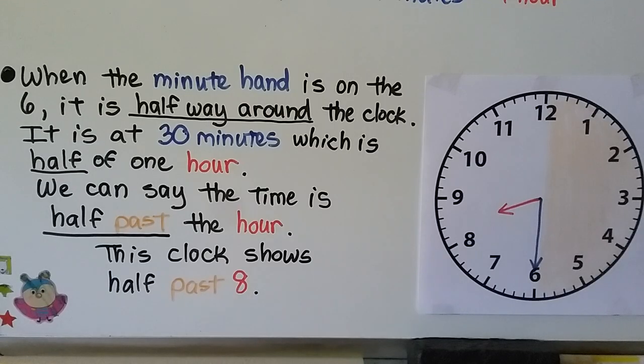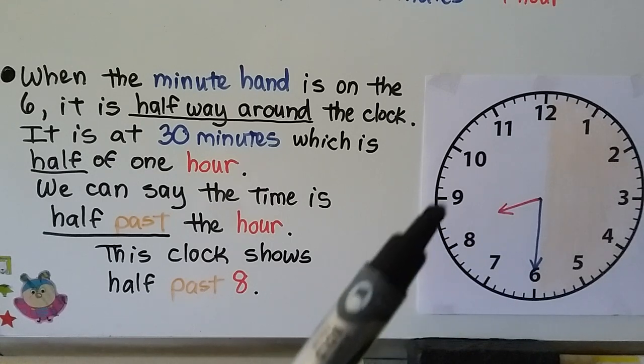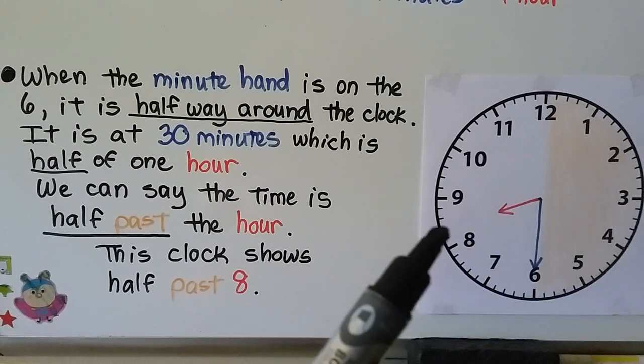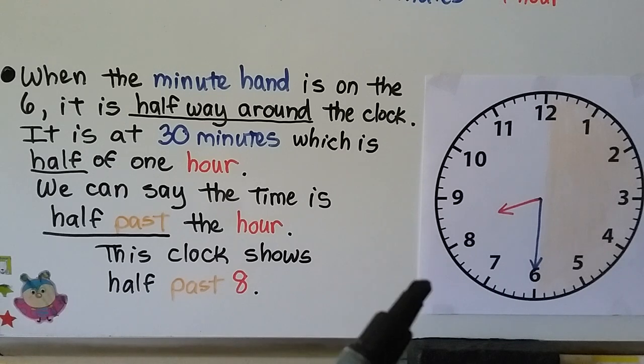When the minute hand is on the 6, it's halfway around the clock. And it's at 30 minutes, which is half of 1 hour. So we can say the time is half past the hour. Because the hour hand is in between the 8 and the 9, it's not 9 yet, so it's still in the 8s, this clock shows that it's half past 8.